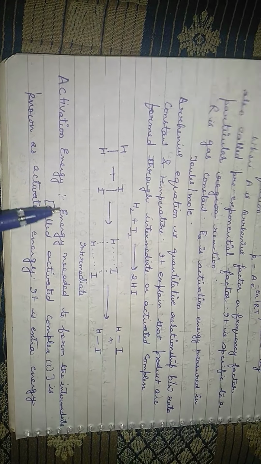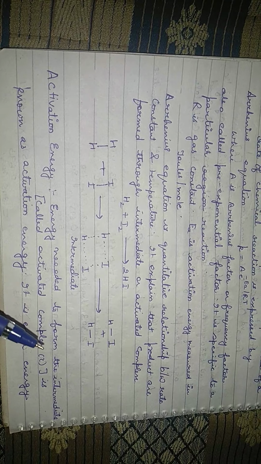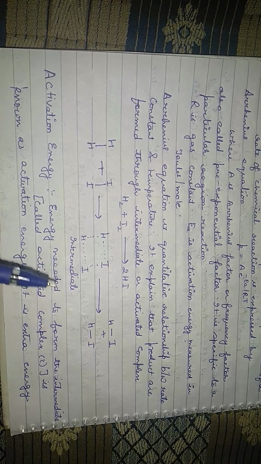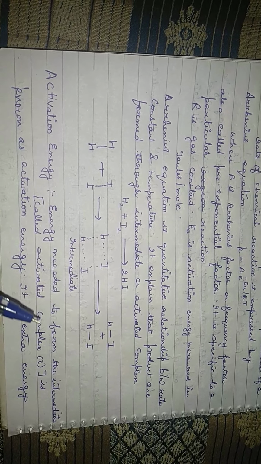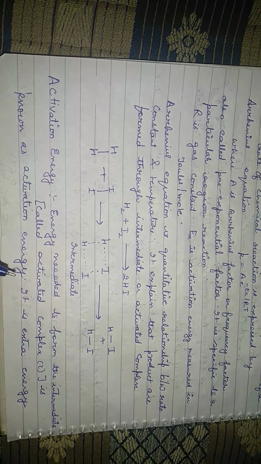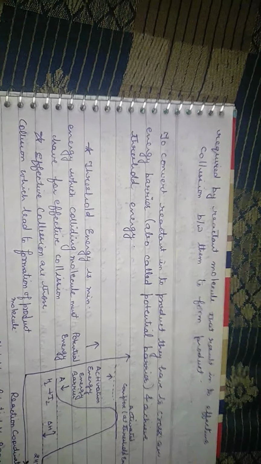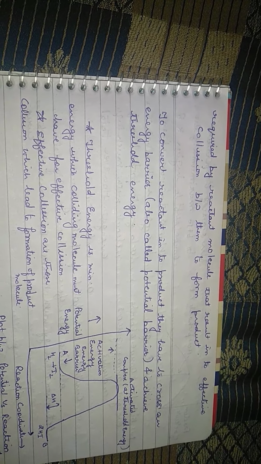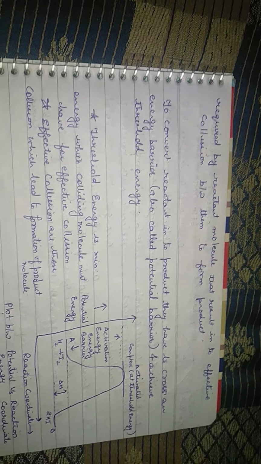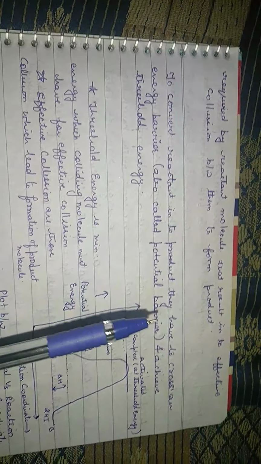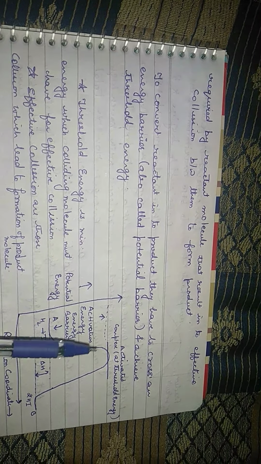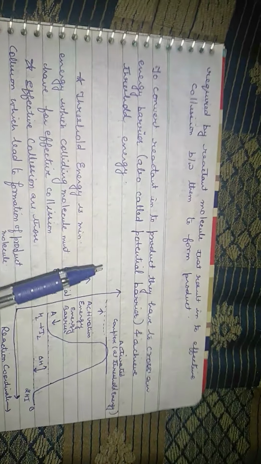So what is activation energy? The energy that is needed to form the intermediate, called the activated complex, is known as the activation energy. It is the extra energy required by the reactant molecules that results in effective collision between them to form the product. So to convert a reactant to product, they have to cross an energy barrier, which is known as the potential barrier, and achieve the threshold energy.